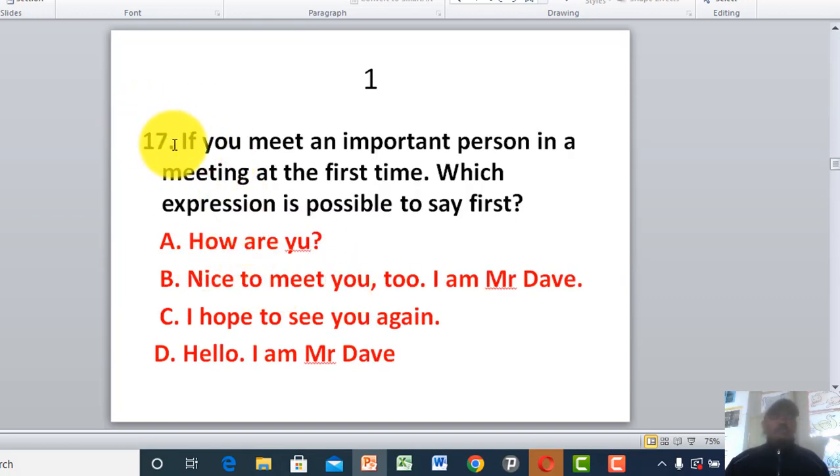Question number 17. If you meet an important person in a meeting at the first time, which expression is possible to say first? If you meet an important person at the meeting at the first time, which expression is possible to say?